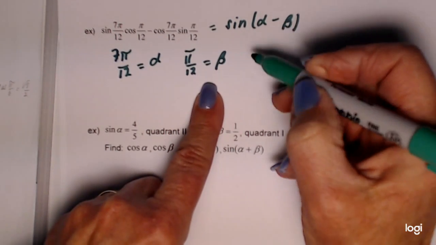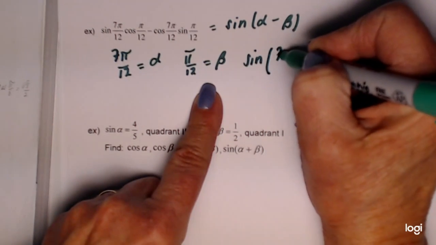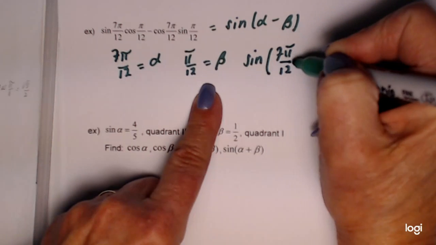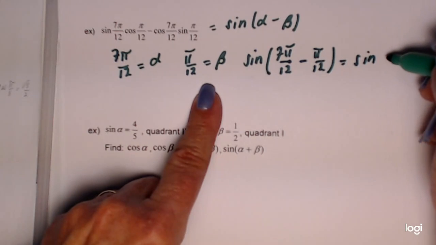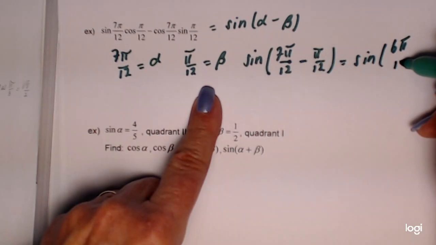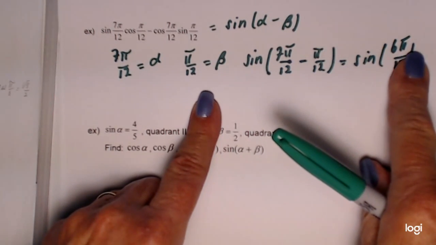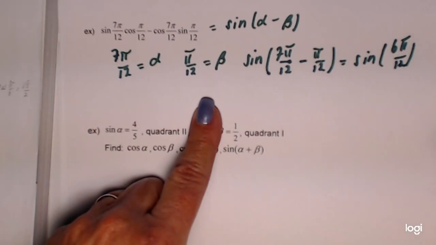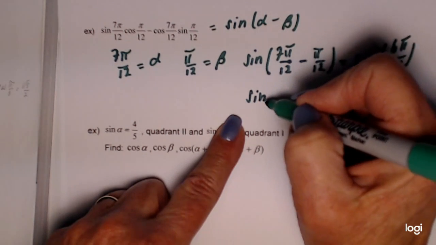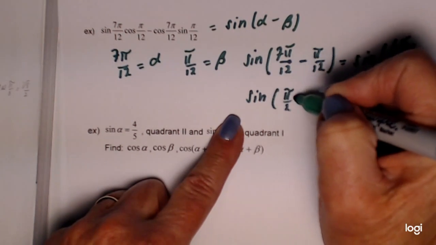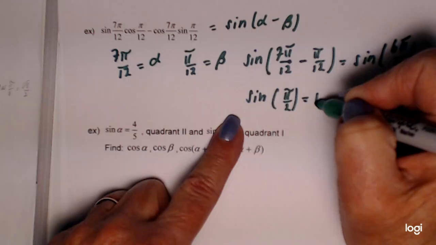So here we have the sine of alpha minus beta. This would be the sine of 7 pi over 12 minus pi over 12, which would be equal to the sine of 6 pi over 12. 7 minus 1 is our 6 pi over 12. And we can reduce this. The sine of 6 pi over 12 reduces to pi over 2, 90 degrees. And we know that the sine of 90 degrees is 1.